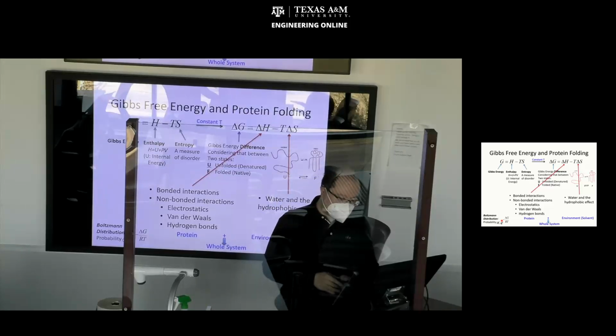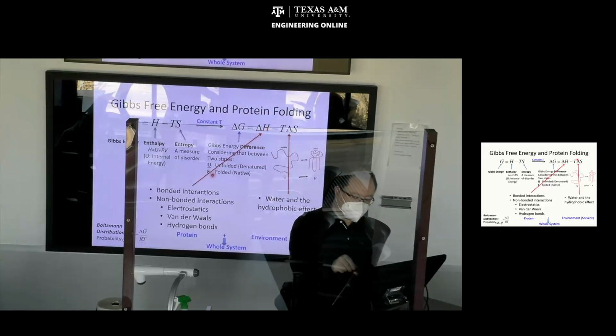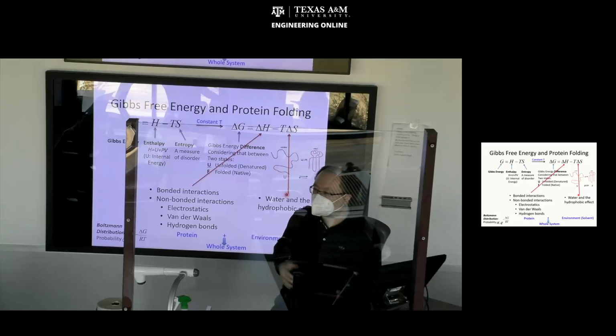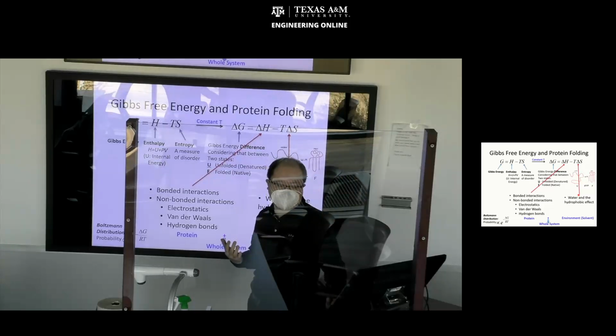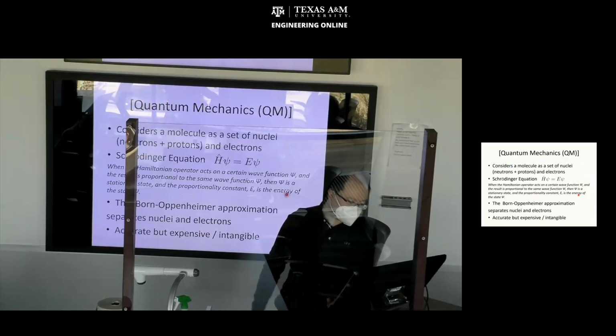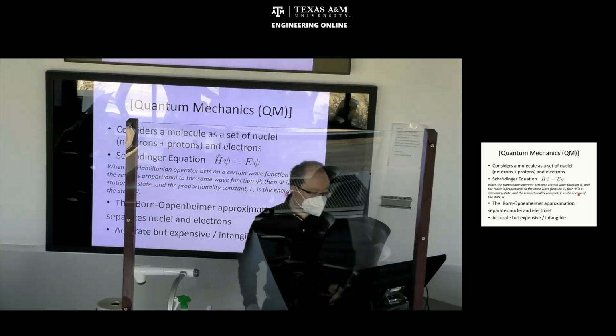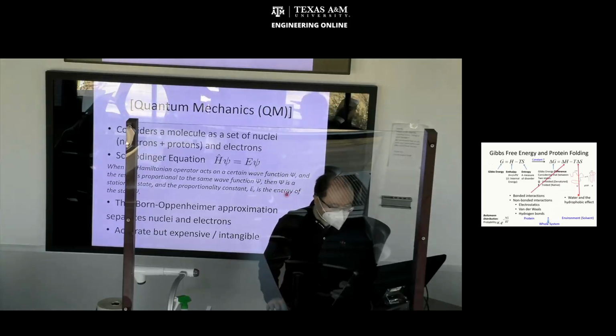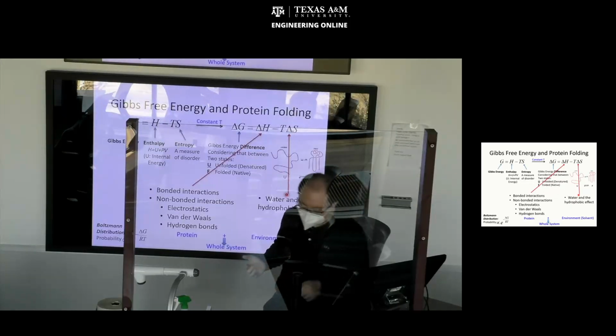So now let's talk about this enthalpy and entropy. Why do we want to talk about it? We're still trying to figure out this problem. Is it easy to minimize this function? That's all we are trying to figure out. Well, let's talk about this function. How to calculate this function?